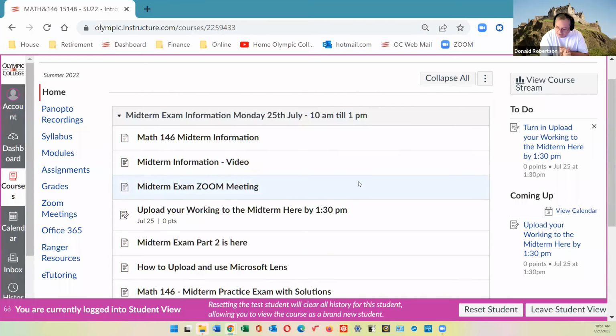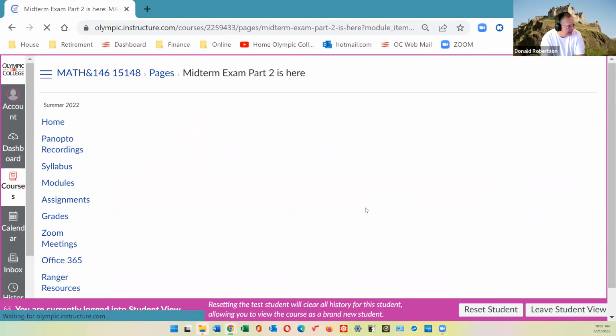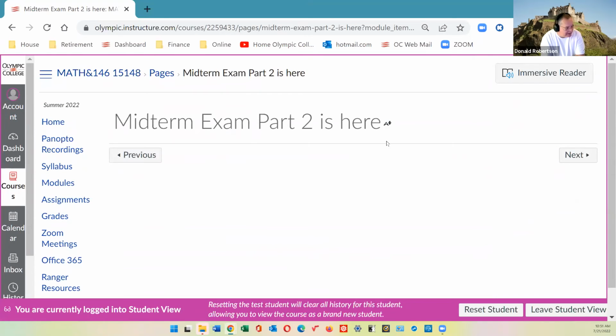Now, the online part is in WebAssign, right? That's the first part. And we also have in Canvas, or we will have in Canvas, mid-exam part 2, which I should be able to click and it should be blank. Yay. It will be here. When you click on this, there'll be a PDF and you'll get questions.